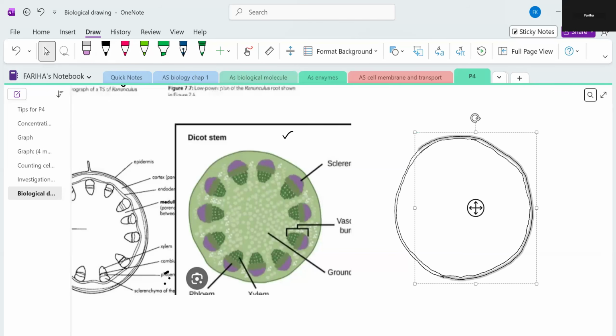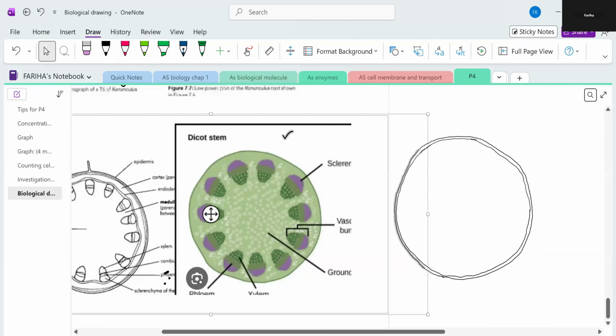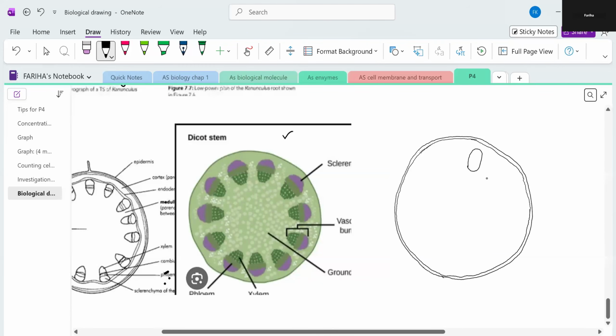Now, after drawing it, you need to draw these vascular bundles. So how many vascular bundles are shown? 1, 2, 3, 4, 5, 6, 7, 8, 9, 10, 11. So you can draw 10, but not less than 10. So draw these vascular bundles. Of course, they should be slightly bigger in size.